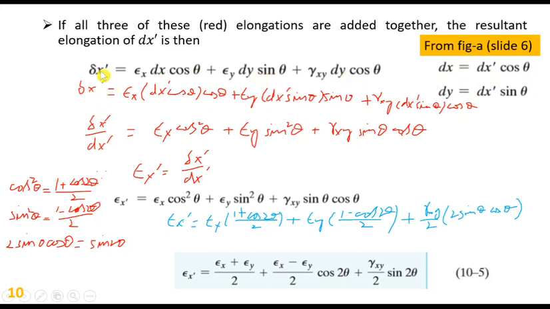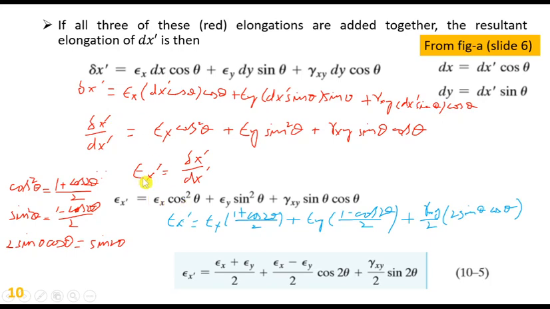So I have put it here, epsilon x prime is equal to this one, this one, and this one. In this equation, the right side has dx prime in every term, so dx prime can be taken as common, and when we shift it here it will be divided. So now it becomes delta x prime over dx prime is equal to epsilon x cos square theta plus epsilon y sin square theta plus gamma xy sin theta cos theta.